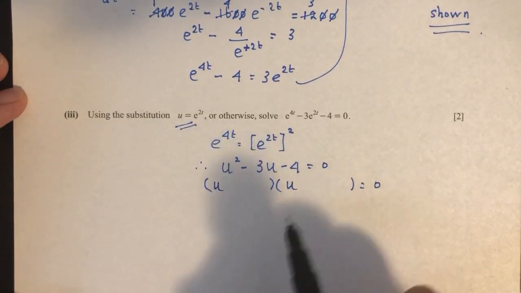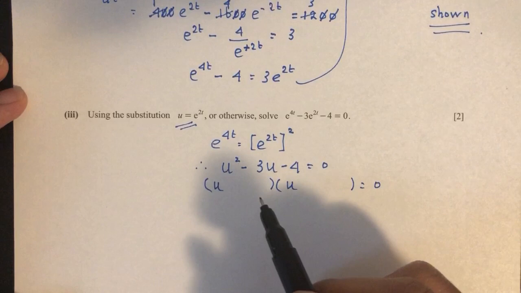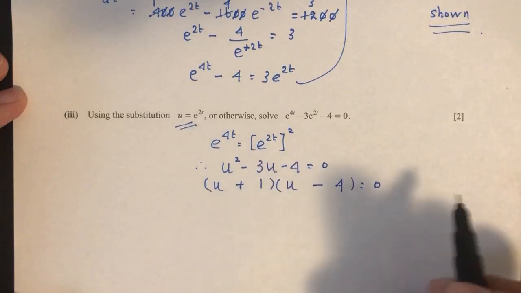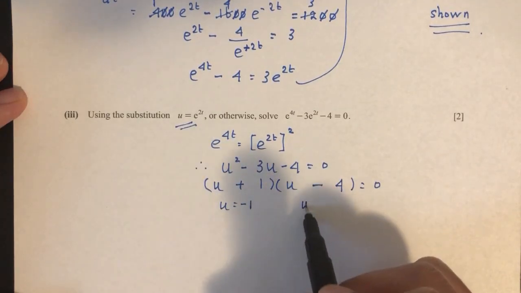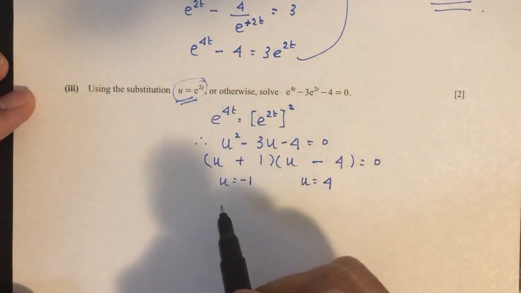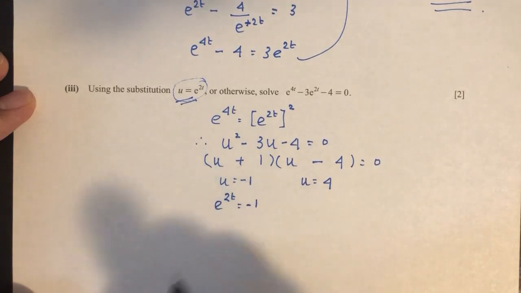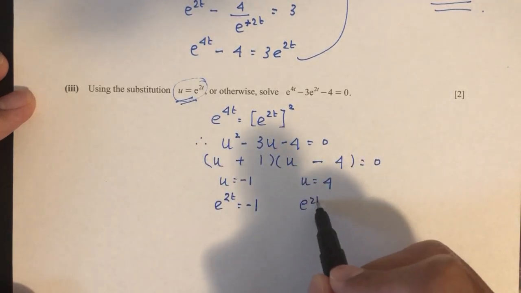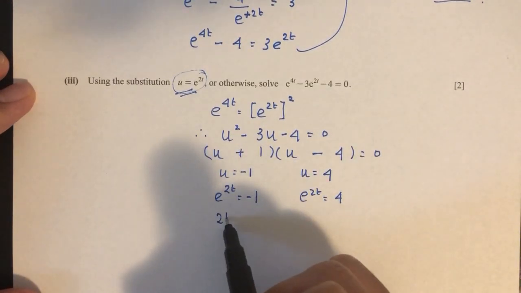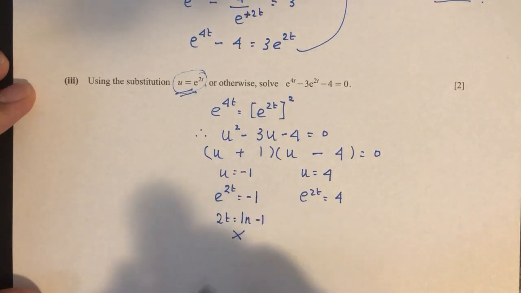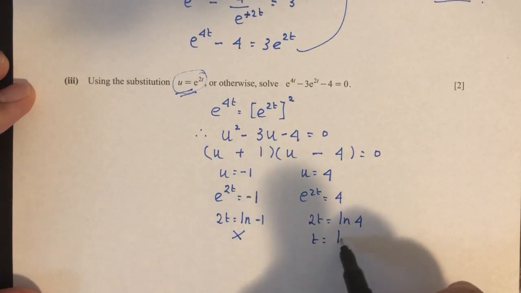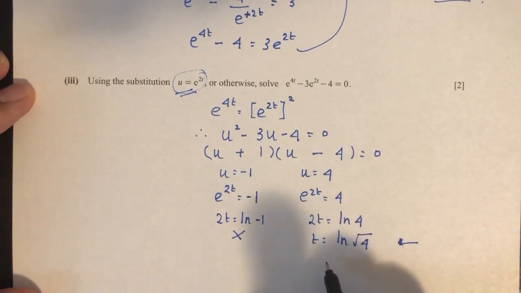So for u, for 4 we have 1 times 4 and 2 times 2, so we can use 1 times 4. To be minus 3, it has to be minus 4 plus 1. So u equal to minus 1, u equal to 4. Now you have to go back to this substitution: u equal to e^(2t) is minus 1 and e^(2t) is 4. For the first one, it will not be possible, not defined. So this one will be 2t = ln 4, t is equal to ln square root of 4. That's the value of t.